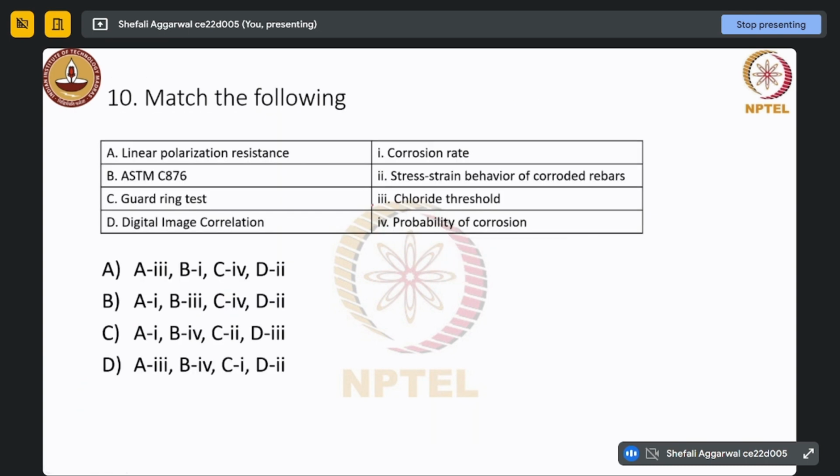Okay, next question. Match the following. All these test methods you might have already studied. So, what is LPR testing? What are ASTM C876, guard ring test and digital image correlation? ASTM C876 is the HCP, half cell potential test.